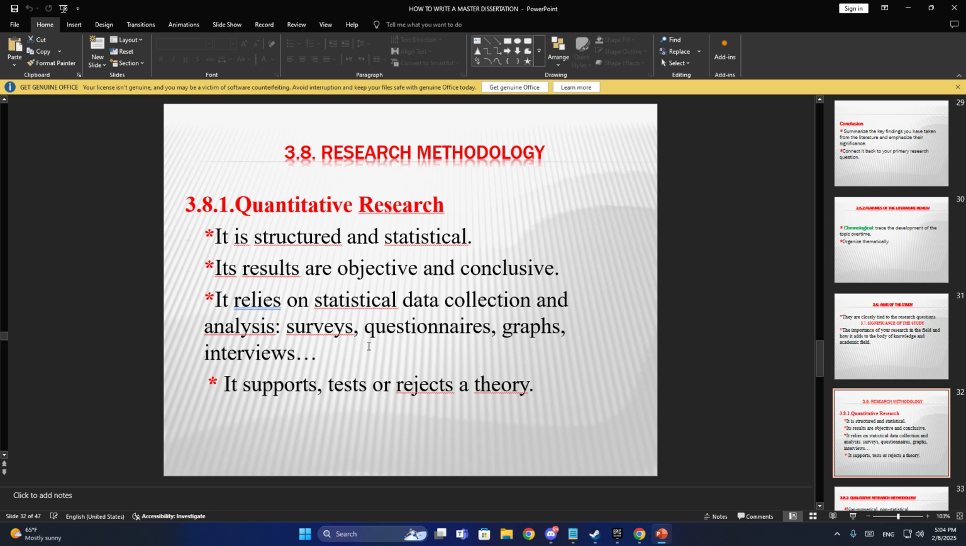Quantitative research. The features: it is structured and statistical. Its results are objective and conclusive. It relies on statistical data collection and analysis. This is done through surveys, questionnaires, graphs, interviews. And it supports, tests, or rejects a theory. The aim of quantitative research is either to support, to prove, or to test a theory, or even to reject a theory.